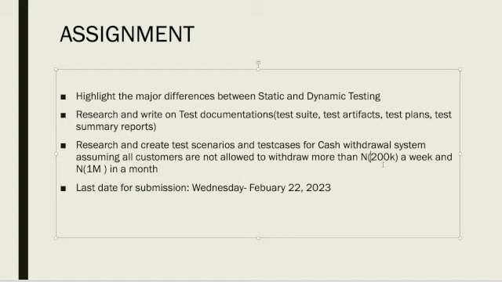This is a cash withdrawal system. We talked about the ATM machine yesterday. So a cash withdrawal system could be an ATM machine, so you can look at it from that perspective. And now we have a condition here, and that condition is saying that for all customers, it doesn't matter whichever category of customer you belong to, you cannot withdraw more than 200k a week. I'm already looking at the testing techniques you can use here.